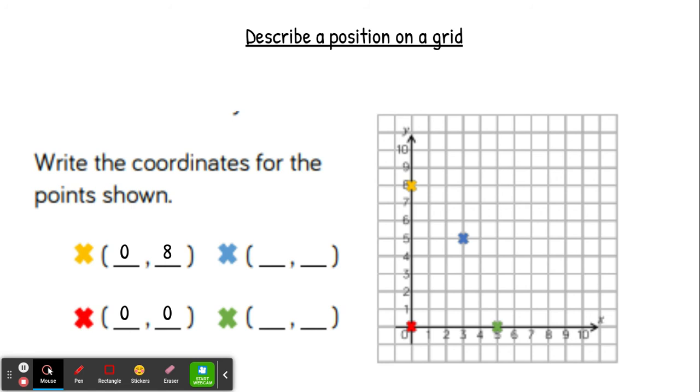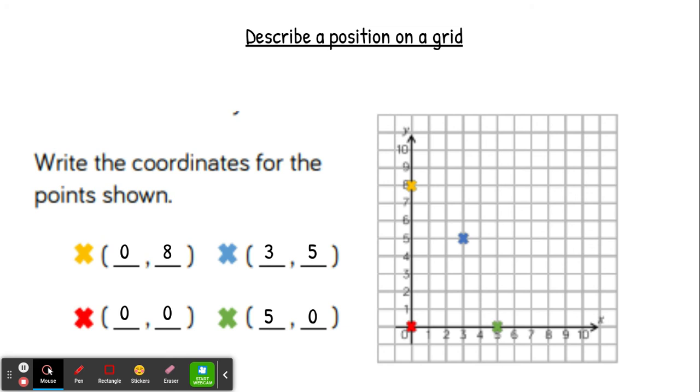Right, now to the blue cross. So remember, along the corridor, so the first number is 3. And then up the stairs, so the second number is 5. So the position of the blue cross is (3, 5). And finally, the green cross, I go along the corridor first and then up the stairs.